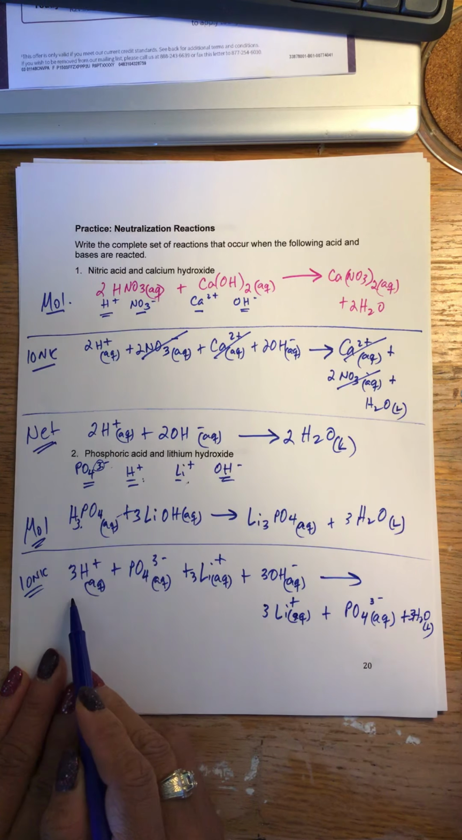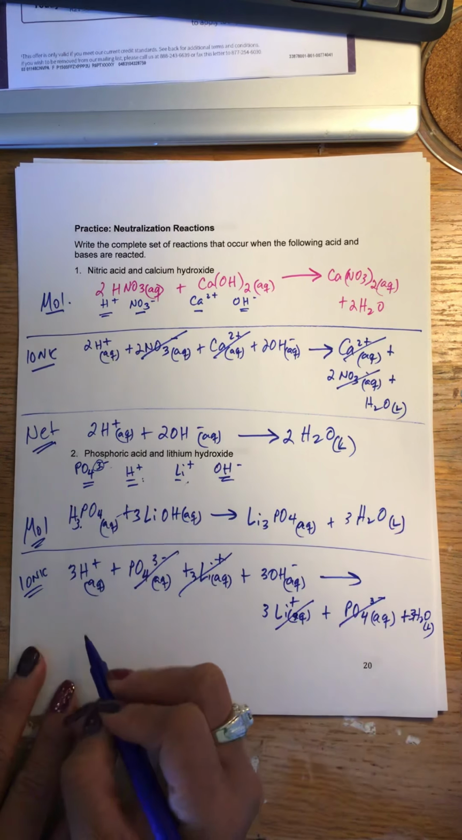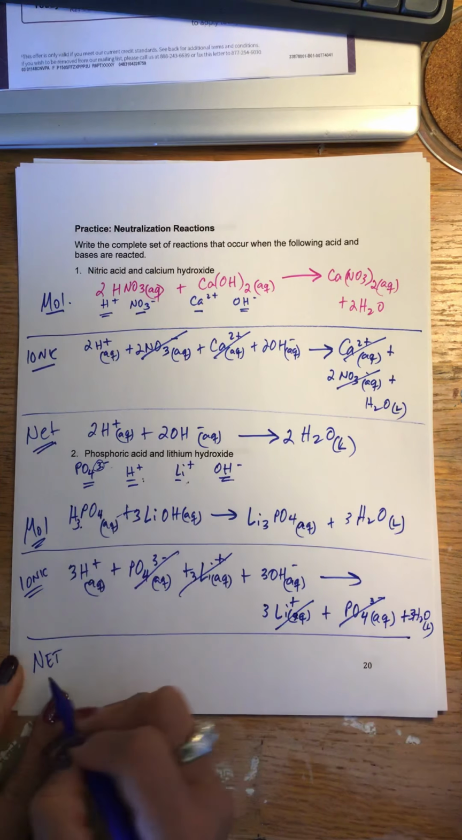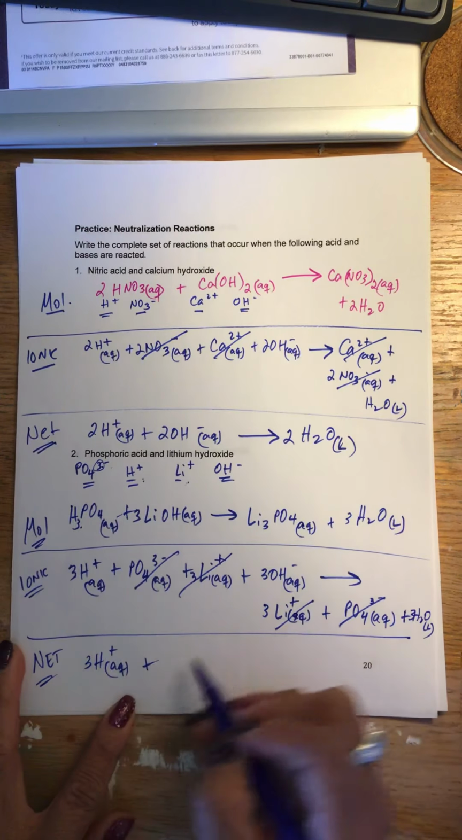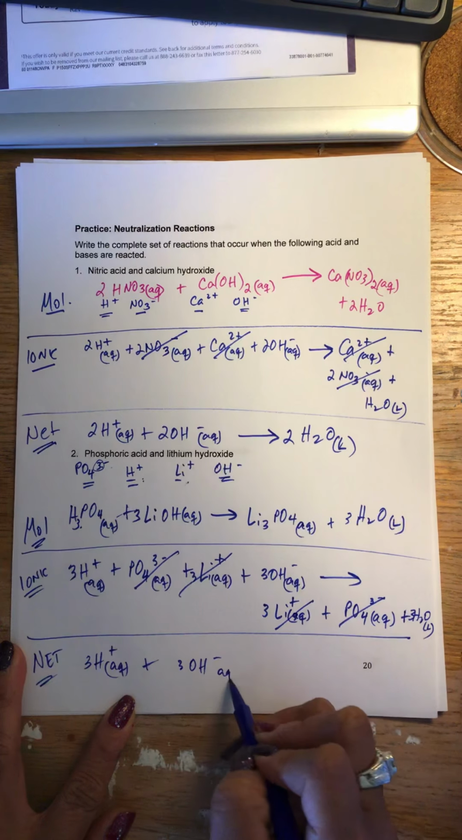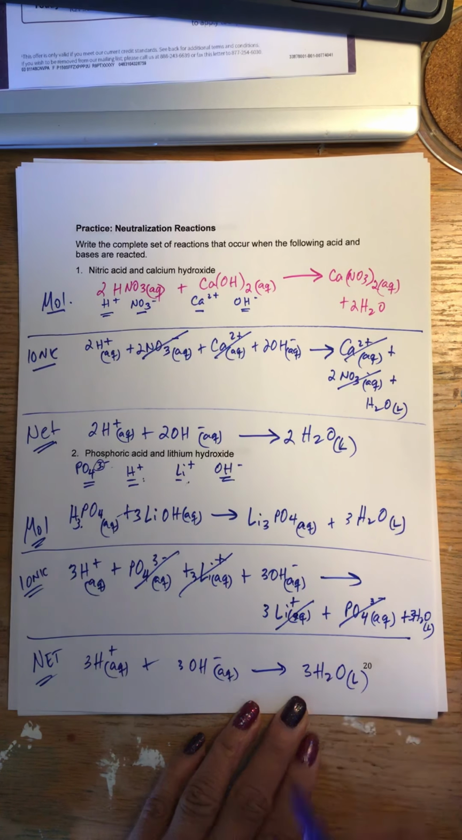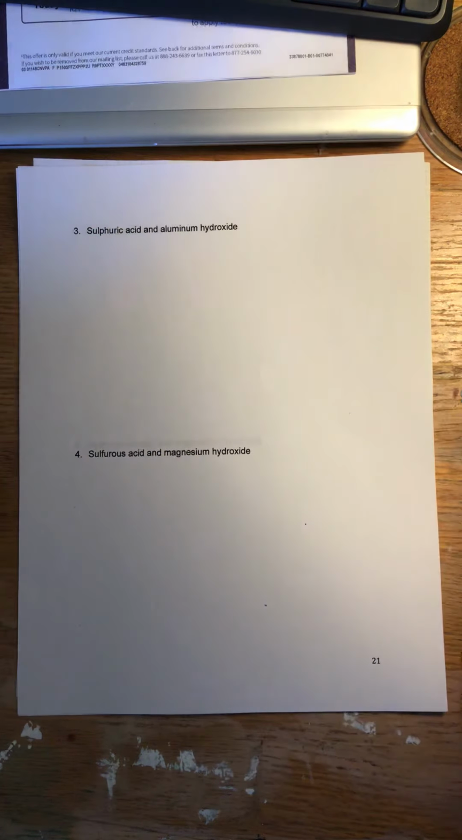So we cancel what we can. Lithium will be canceled, phosphate will be canceled, and that brings us to the net equation of 3H plus aqueous plus 3 hydroxide aqueous forming 3H2O liquid. So that is the net equation for the combination of phosphoric acid and lithium hydroxide. Now let's take a look at the next question.